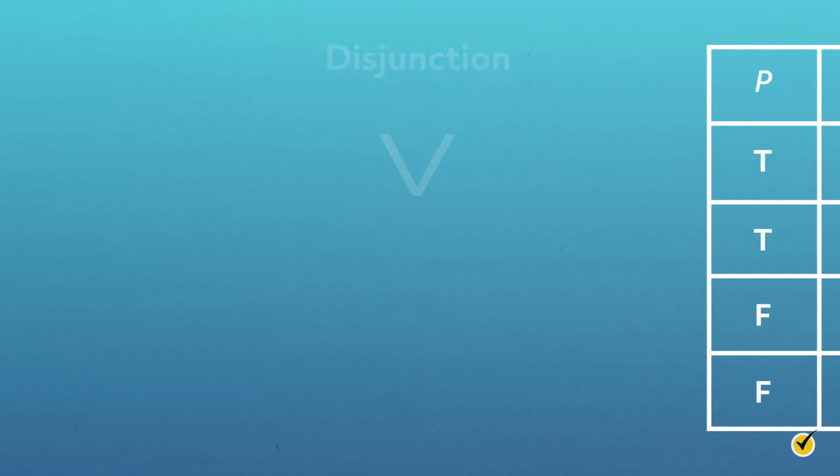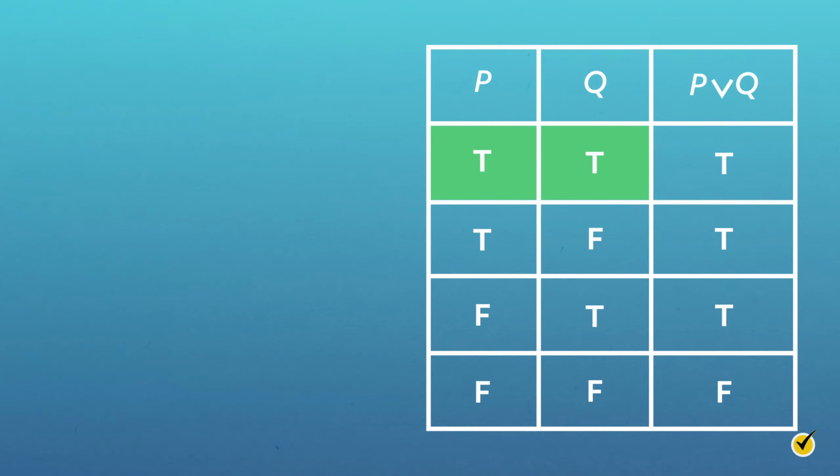Disjunction, two statements joined by or and represented by this symbol, has kind of an opposite effect. It is only false when both statements are false. If P is true and Q is true, then P or Q is true. If P is true and Q is false, then P or Q is true. If P is false and Q is true, then P or Q is true. If P is false and Q is false, then P or Q is also false.